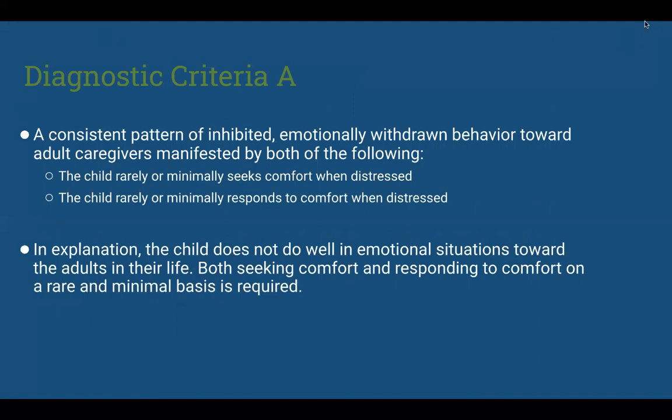A consistent pattern of inhibited, emotionally withdrawn behavior toward adult caregivers manifested by both of the following. The child rarely or minimally seeks comfort when they are distressed. The child rarely or minimally responds to comfort when distressed. The diagnostic criteria A explains that the child becomes uncomfortable towards an adult when in emotional situations, both in seeking comfort and responding to comfort on a rare or minimal basis.